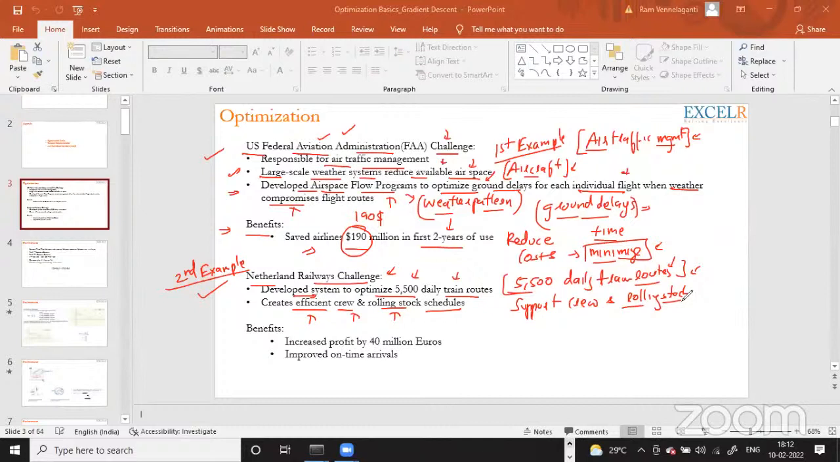So what are the benefits if you develop this kind of system, which is going to optimize your daily train routes? You can improve your profit by 40 million euros. This is the potential optimization can help us achieve. And it can also improve the on-time arrivals for our trains. So you can increase your profits, and simultaneously you can also improve your on-time arrivals. So this can lead us to maximizing our revenue.